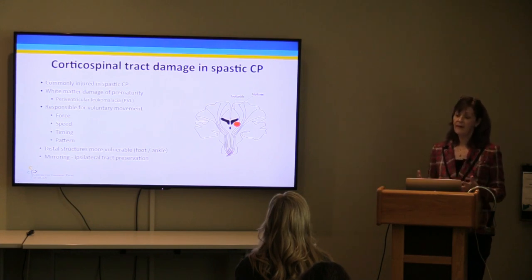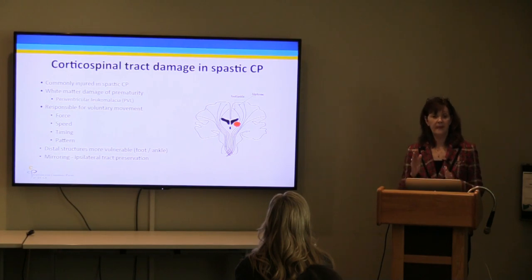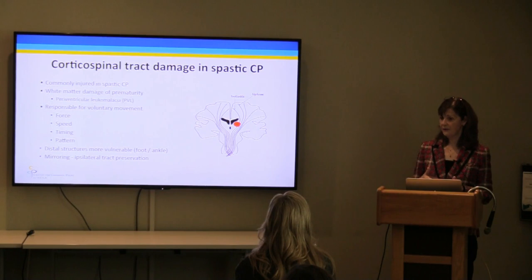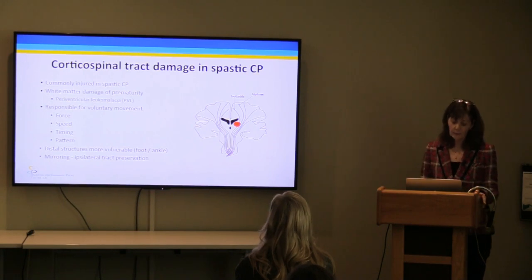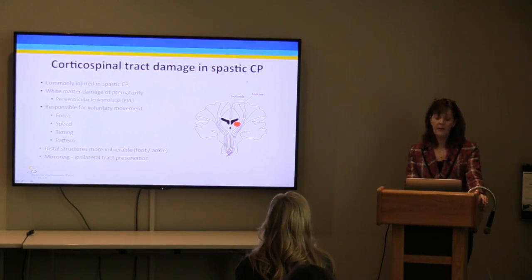But as the child develops and these tracts myelinate, then the ipsilateral control is extinguished and this contralateral control is strengthened. So when there's an injury, this does not happen. So sometimes there's bilateral control and that can lead to mirroring.